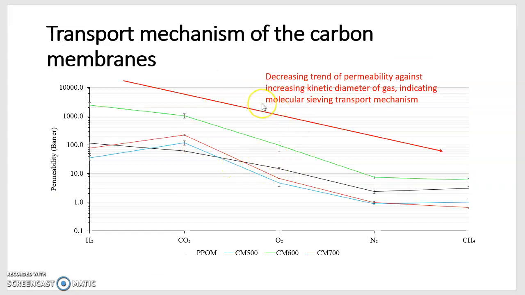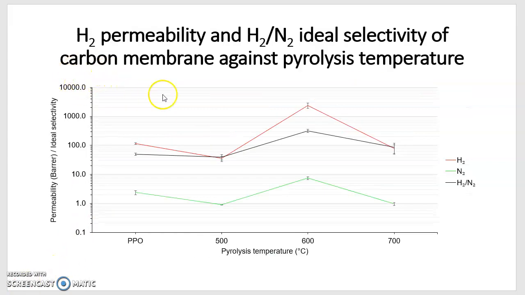Based on the plot, the trend shows the permeability is decreasing against increasing kinetic diameter of the gas. This indicates that the gas diffusion is dominated by molecular sieving transport mechanism. As you can see, the different pyrolysis temperatures produce significant difference in terms of performance, and the 600 degrees Celsius shows significant increment in terms of hydrogen permeability and the hydrogen-nitrogen ideal selectivity as compared to the other carbon membranes and its polymeric precursor PPO.